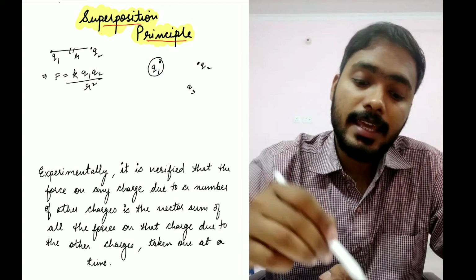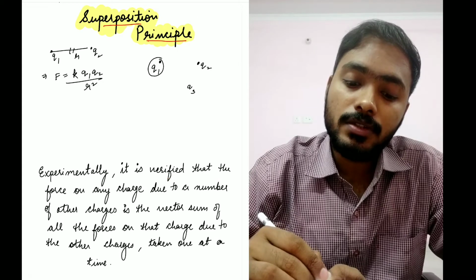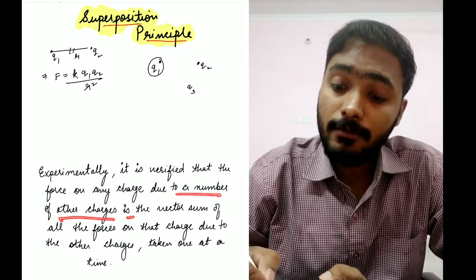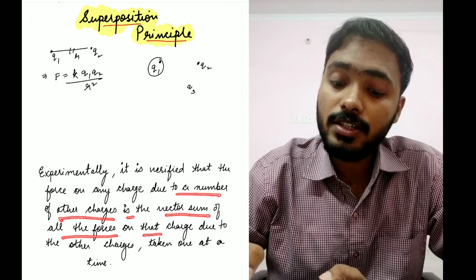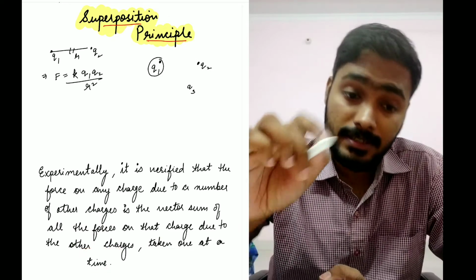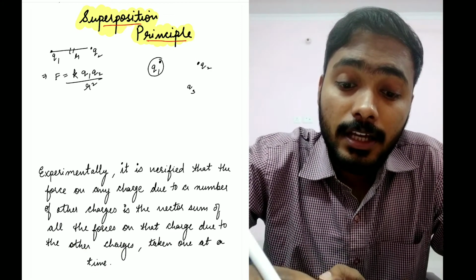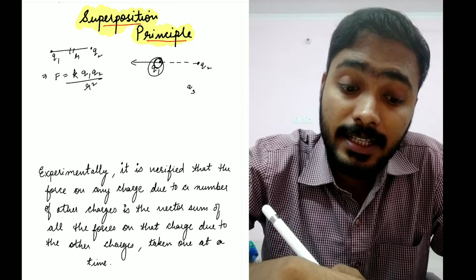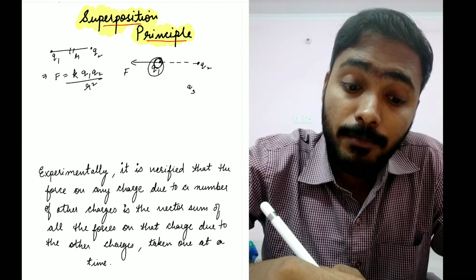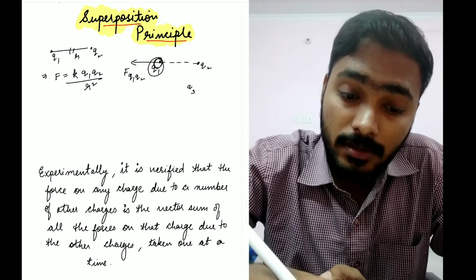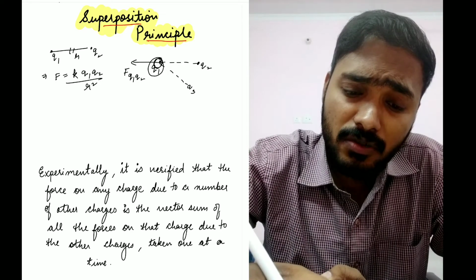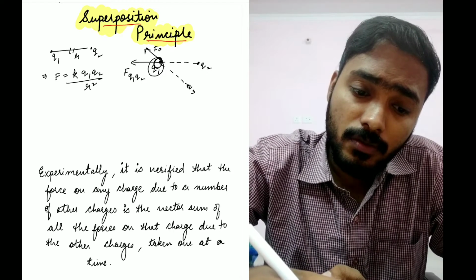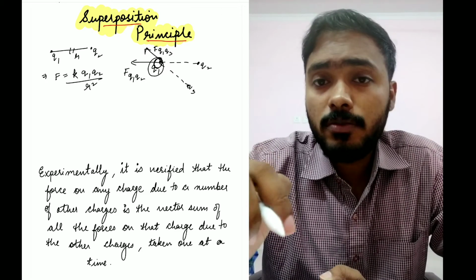The superposition principle states that, experimentally, it is verified that the force on any charge due to a number of other charges is the vector sum of all the forces on that charge due to the other charges taken one at a time. What does it say? This q1 charge is going to experience a repulsive force in that direction, which will be the force on q1 due to q2. Very similarly, q1 is going to experience a repulsive force in that direction, which I will write as force on q1 due to q3.